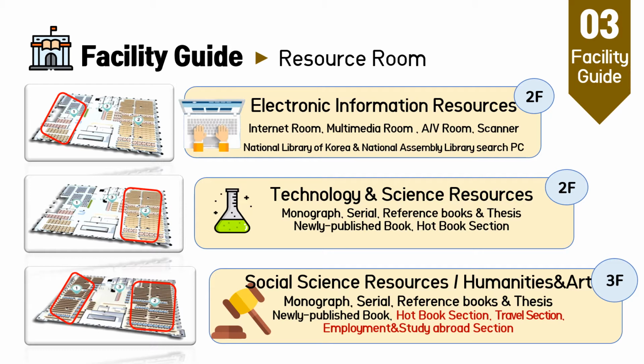On the 3rd floor, we have social science section, which has resources related to language, literature, and history. Humanities and arts section on the same floor is for philosophy, religion, and arts. In addition, there are 4 computers on the 2nd floor, which you can access and print text from the National Library of Korea and the National Assembly Library website. And on the 3rd floor, we have special collection of books on career, study abroad, and travel.